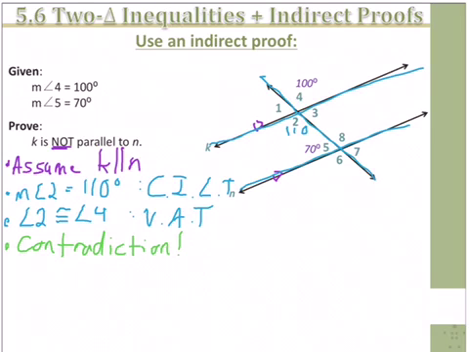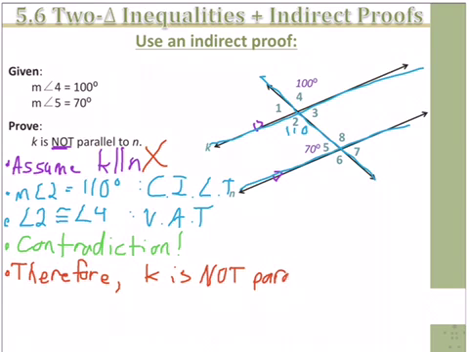Sure, this contradicts what we know to be true, or contradicts another given that we have, which is that the measure of angle 4 is 100, which means that the assumption that we made is incorrect. So let's wrap this up with a tidy therefore. I know I neglected this last step on the last page because we ran out of room, but therefore we have to get rid of our initial assumption and say therefore k is not parallel to n.